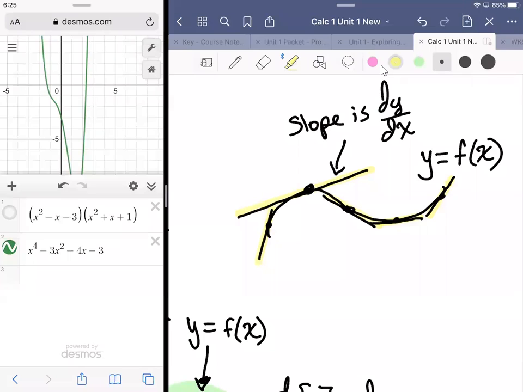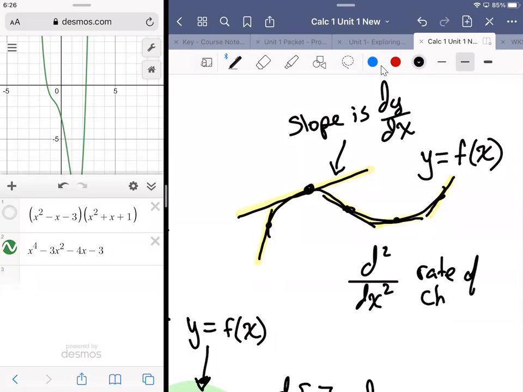When I'm talking about the second derivative, I'm talking about the rate of change of the rate of changes. So when I say d squared y over dx squared, I'm saying the rate of change of the rates of change.